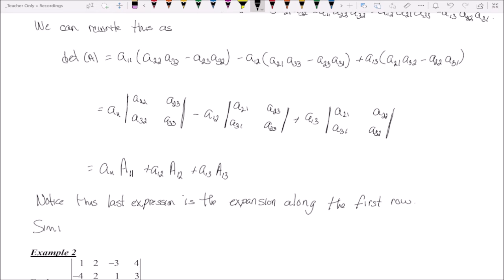Similar manipulations will yield expansions along the other rows. And again, remember that the columns follow directly from the row expansion. So you're encouraged to try to do similar manipulations to get the other 2 rows. That will not be done in this video, so this proof is complete.